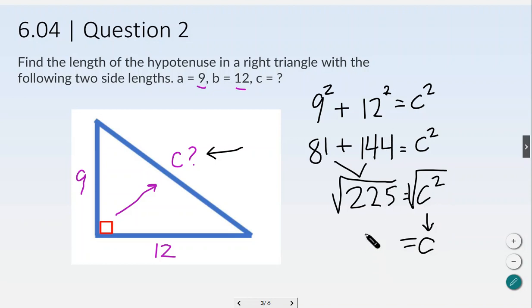225, the square root of 225 is 15. So now I have what C equals. So I can erase some of this stuff. So C is equal to 15.